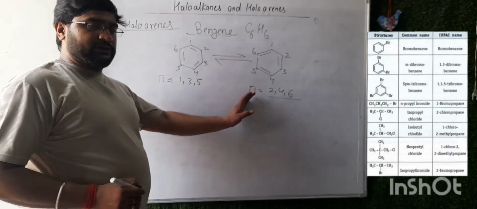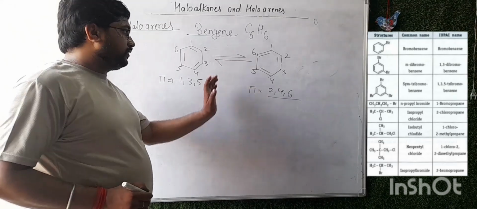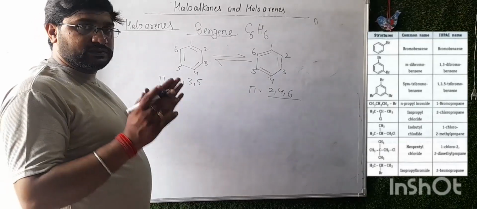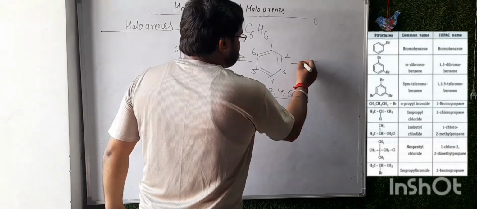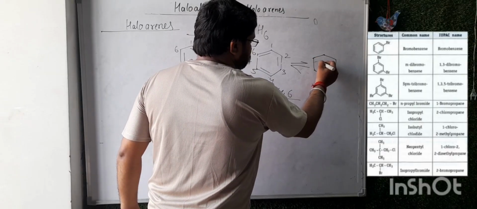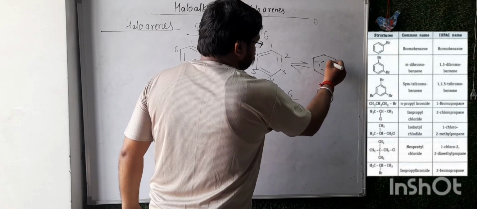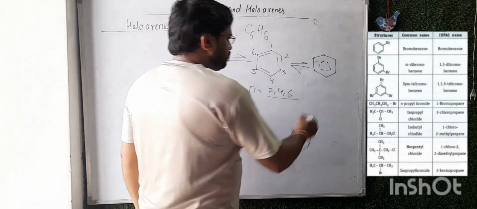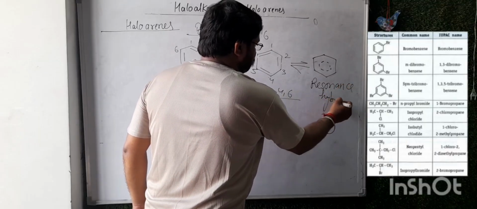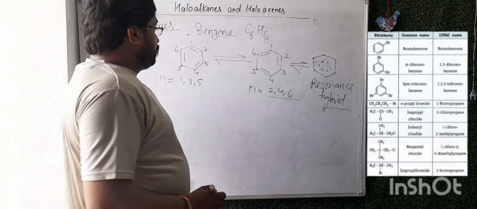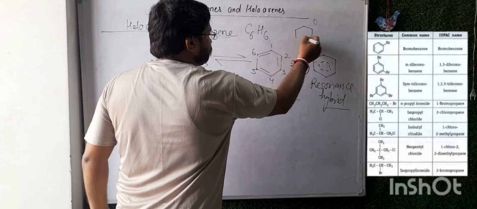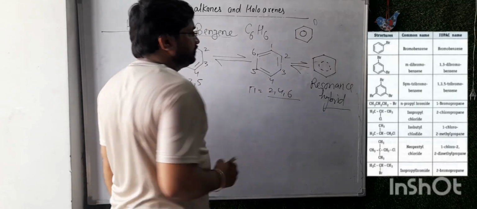Simple. Clear? This is the resonating hybrids. Clear? Why? Because they have converted into each other, and the pi bond is dislocated, so it has a stable structure. Okay, and this is the resonance hybrid. Clear? So for our convenience, what we have here is a hexagon and a continuous ring.